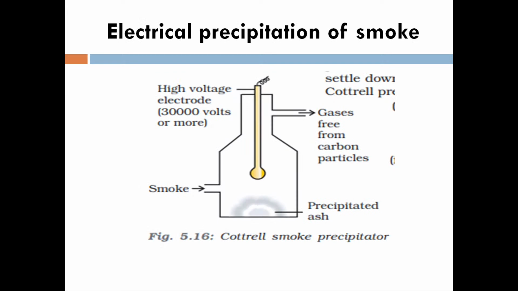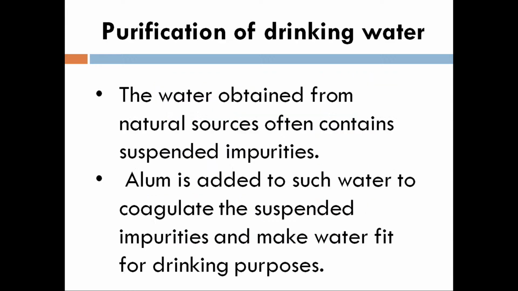In industries you might have seen there are long chimneys which are there. उनको हम connect कर देते हैं precipitators के साथ. They are called as Cottrell smoke precipitator. वो भी opposite charges की तरह जब smoke इनके through pass होके जाता है तो वो opposite terminal की तरह attract हो जाते हैं और precipitate हो जाते हैं based on the coagulation technique. और जो बाहर air निकलती है that is free of pollutants.